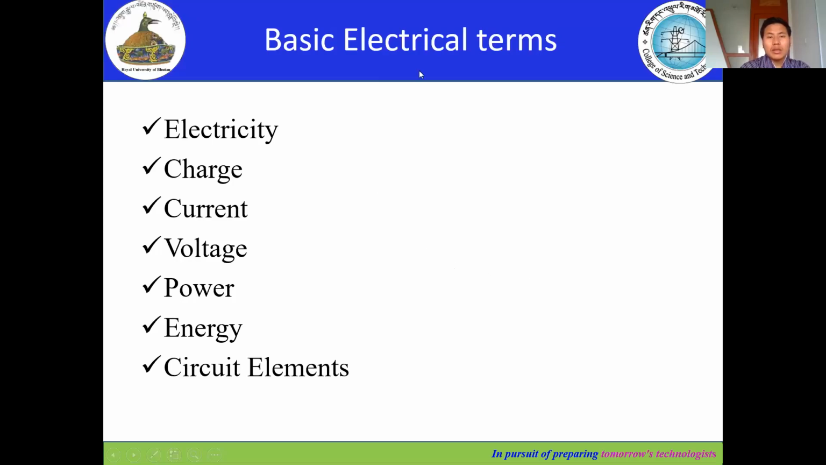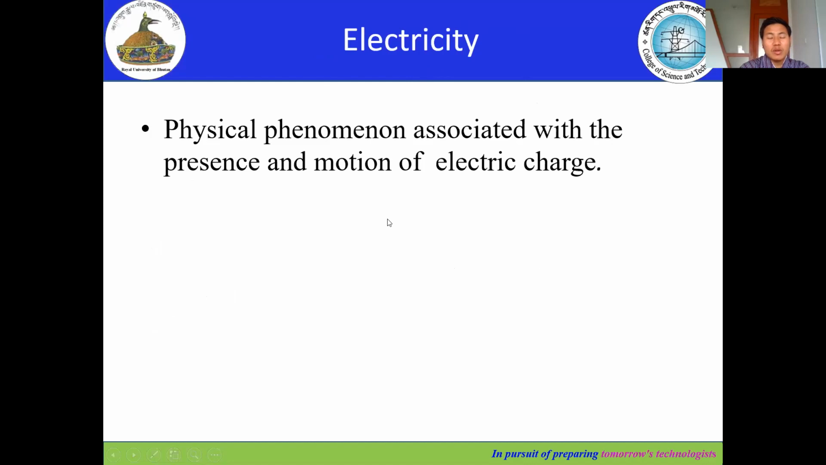In this session, we are going to study the basic electrical terminologies. Now, these are the basic electrical terminologies that we are going to study. The first terminology is electricity.